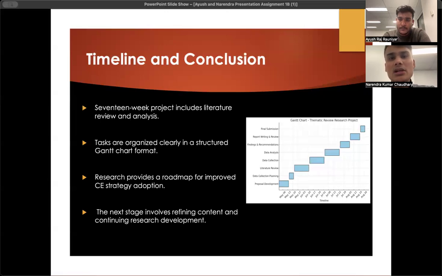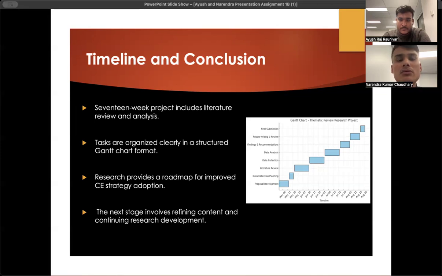This Gantt chart shows the thematic review research project, from week 1 to week 17. In different weeks we do different types of tasks. The first is proposal development, and week by week we move to data collection, primary literature review, and data analysis. These tools are very essential in our review and our projects.